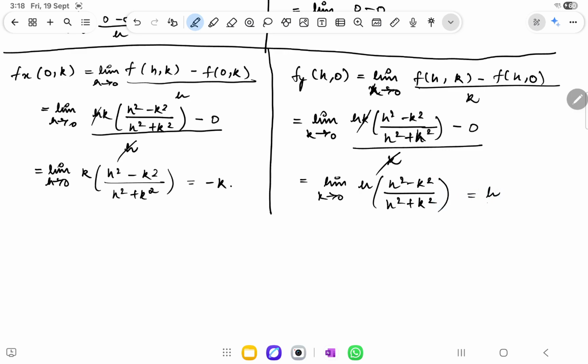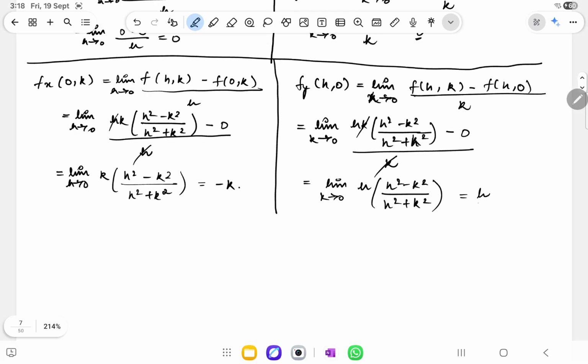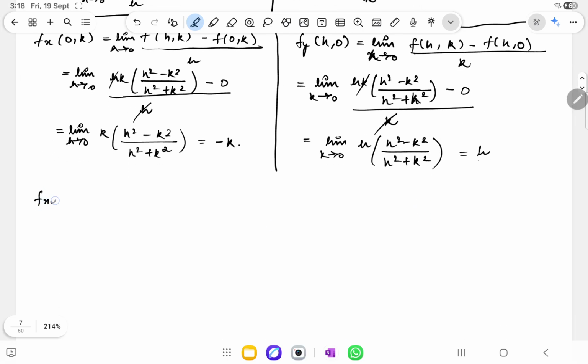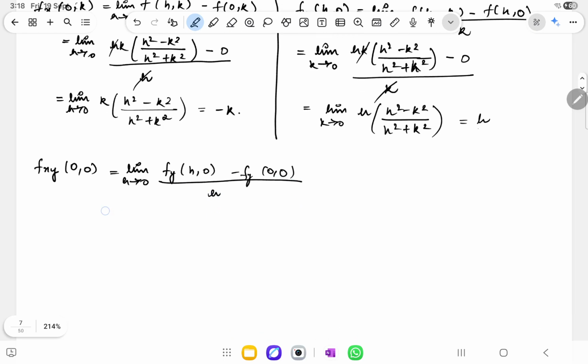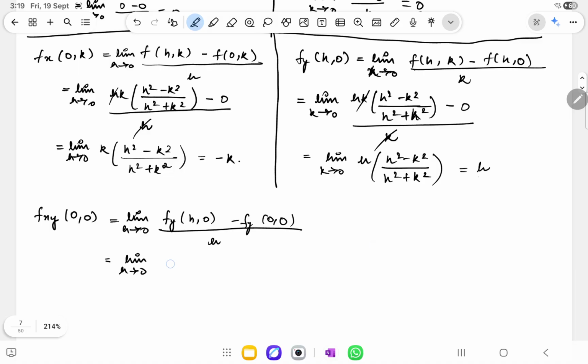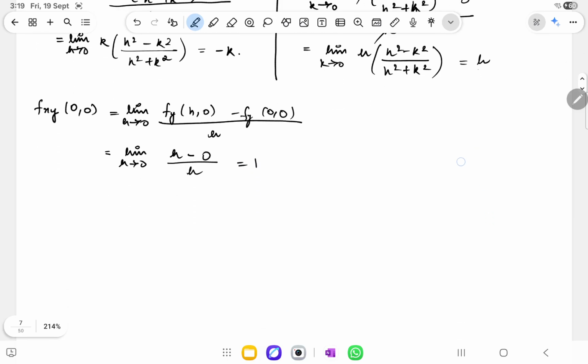Now let us find out fxy and fyx. So fxy at (0, 0) will be basically equal to the limit as h approaches 0 of [fy(h, 0) − fy(0, 0)] divided by h. We have already calculated fy(h, 0), that is equal to h, and fy(0, 0) is 0, divided by h. So this limit turns out to be 1. So from here we got fxy(0, 0) as 1.